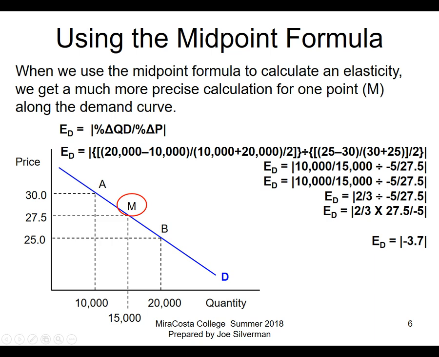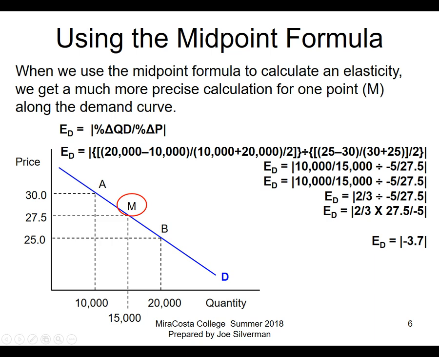And we're going to do the same thing for the prices. If our x coordinate at B was 20,000, our y coordinate is 25. What are we going to subtract from that? We're going to subtract our other y coordinate, which is 30. So 25 minus 30, that's negative 5. And then what are we going to do? We're going to find the point that's halfway between 25 and 30. That's 27.5. And so now all I've done here is simplify.